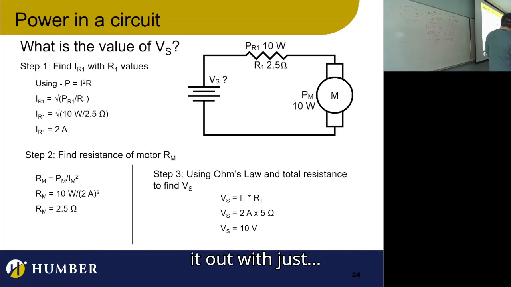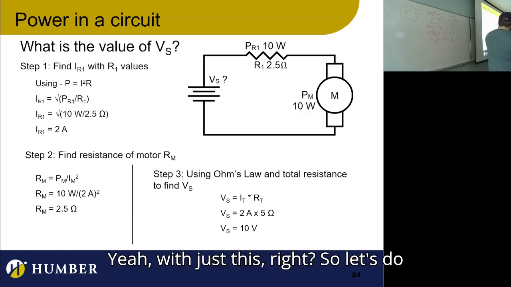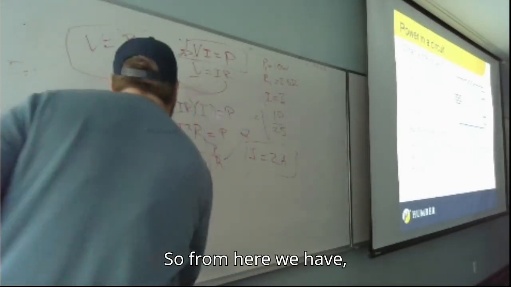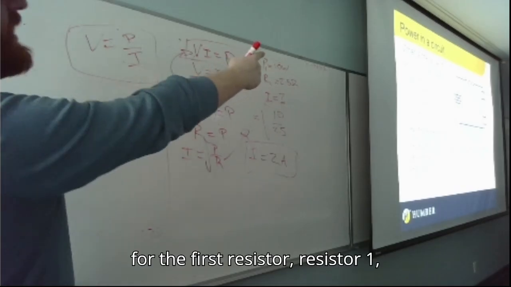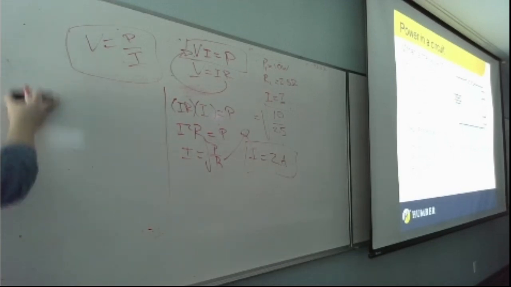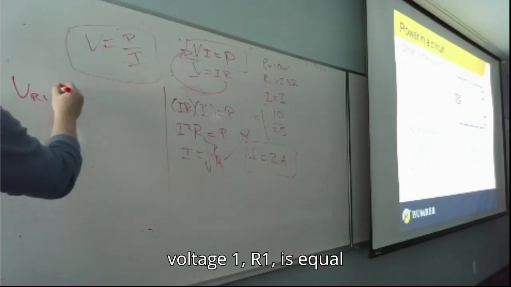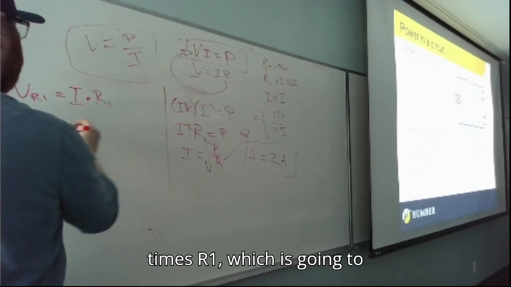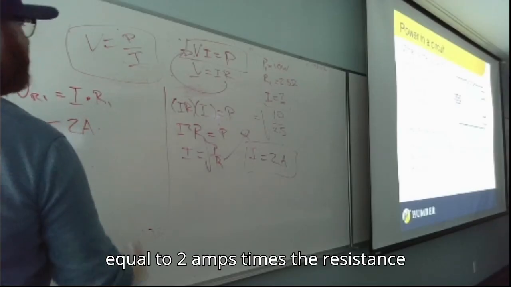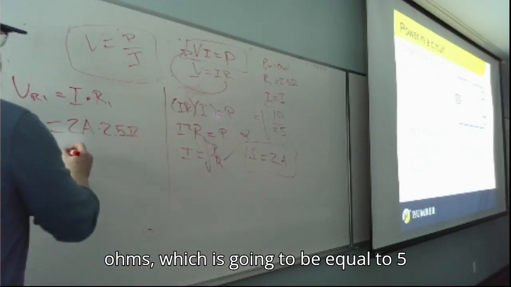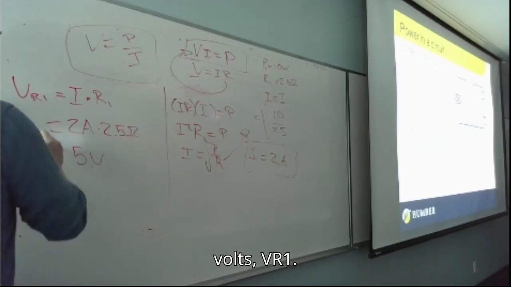We could figure it out with just, yeah, with just this, right? So let's do it the other way, because I don't like this way. Cool. So from here we have for the first resistor R1, and we're looking for the voltage. So voltage across R1 is equal to IR, so I times R1, which is going to equal 2 amps times the resistance, 2.5 ohms, which is going to be equal to 5 volts, VR1.